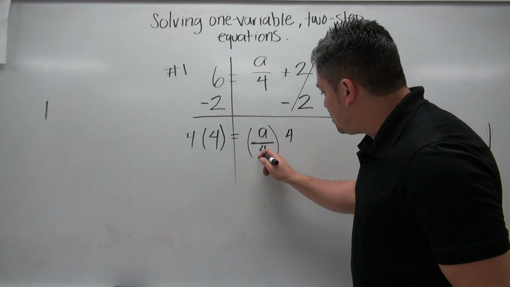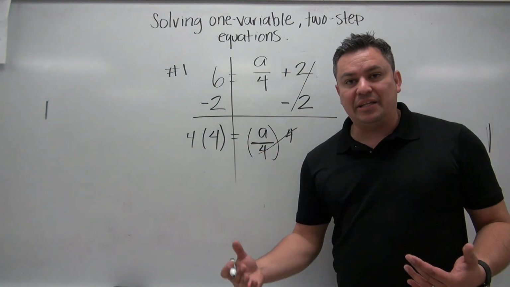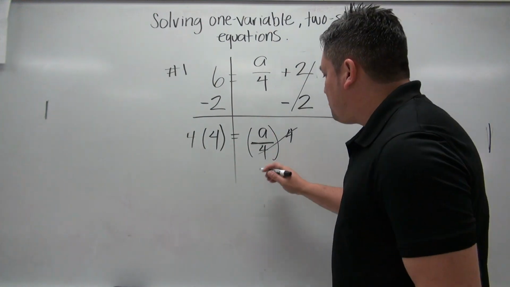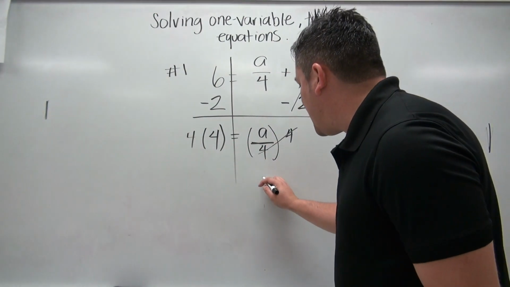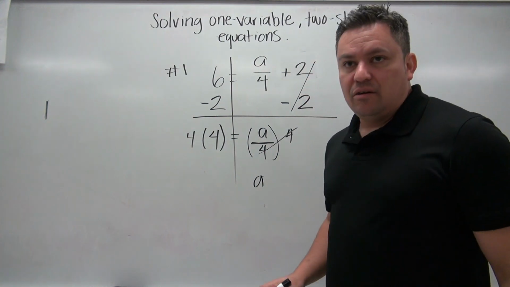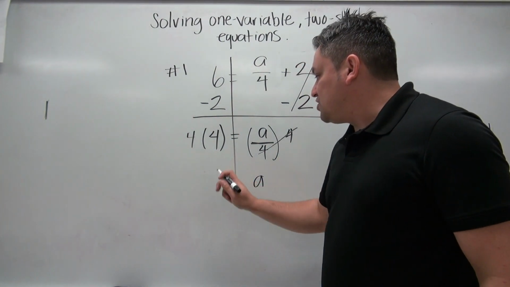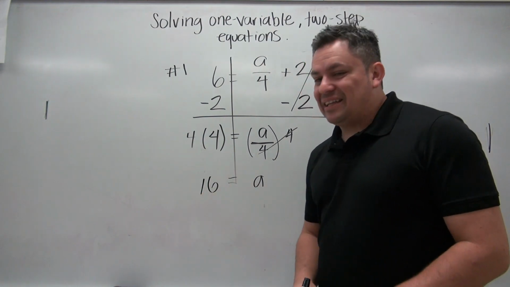Very good. So that is going to eliminate it. Well, not really eliminating. This is saying 4 divided by 4, which is just 1. But we just cross it out because we're still going to have 1a. We just don't write the 1 in front of it. Equals, what's 4 times 4? 16. And that should be my answer.